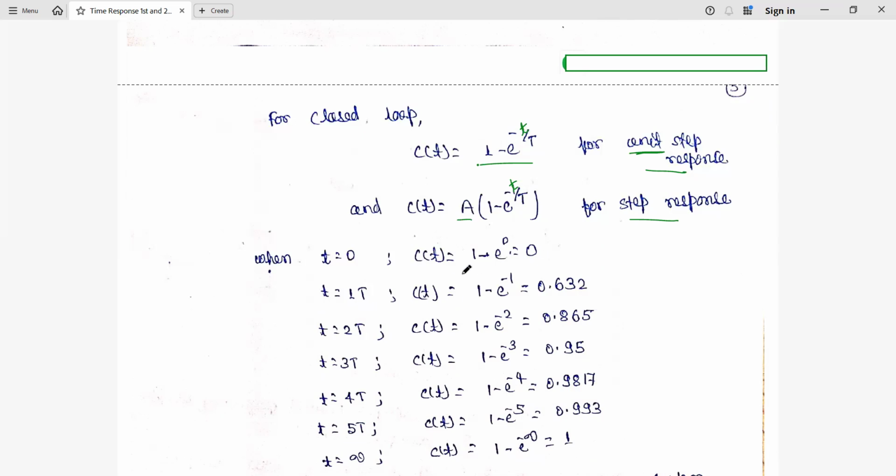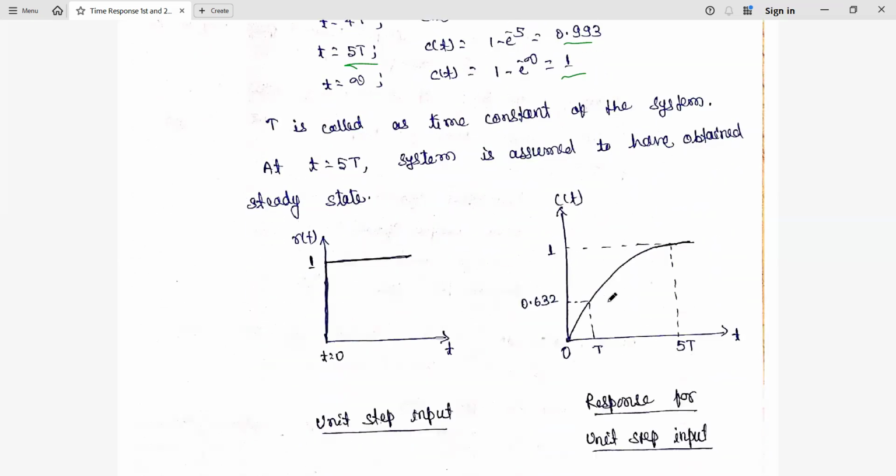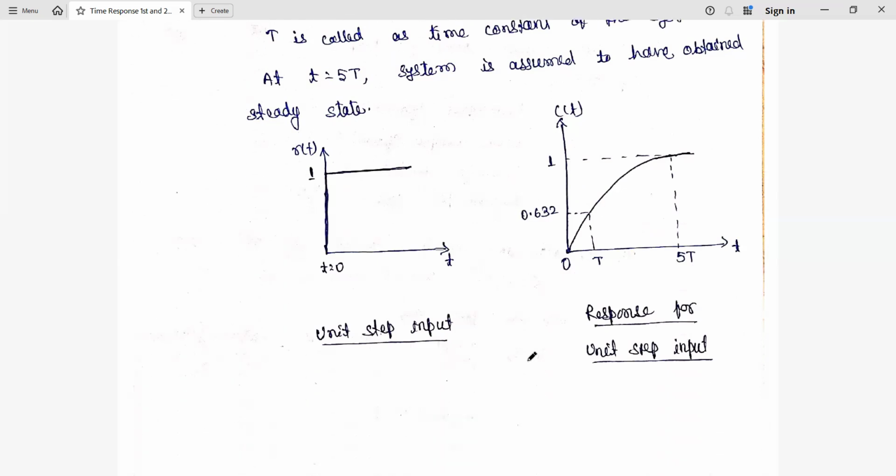Second, t equal to T, so e to the power minus 1. This value is calculated for different values of t. When t is 5T, we have 1 minus e to the power minus 5, which is 0.993, approximately equal to 1. When t is equal to infinity, we obtain the steady state value of 1. This capital T is called the time constant of the system, and when t equals 5T, the system is assumed to be in the steady state.